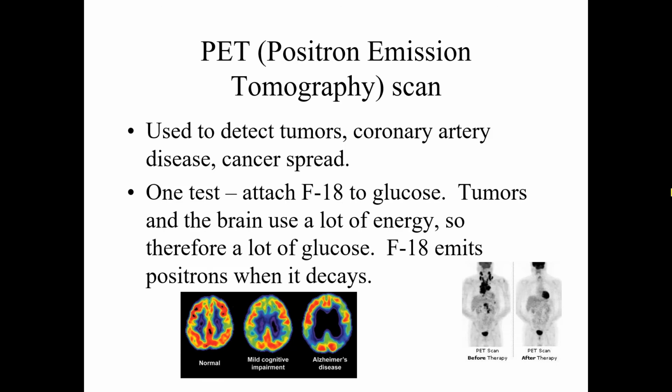You can see, for example, here on the right, a PET scan before and after a cancer therapy, and you can see the decrease in the tumors that are visible through this technology. You can also see here on the left scans of a normal brain, a brain with mild cognitive impairment, and then a brain representing a patient with fully developed Alzheimer's. So these are very interesting uses.